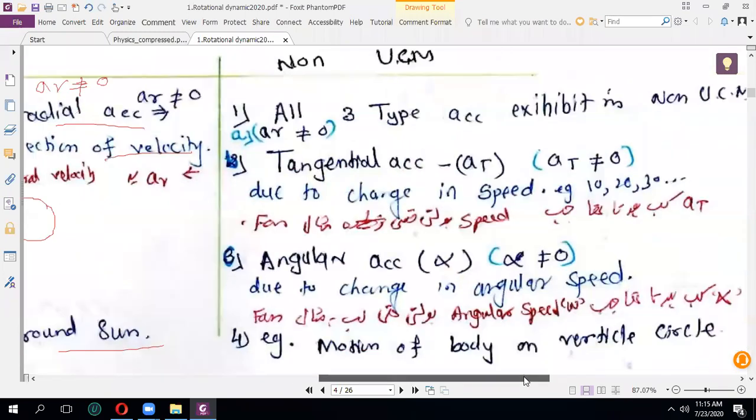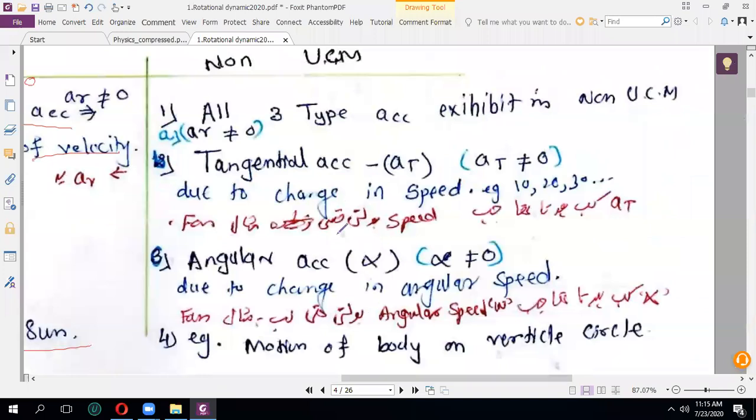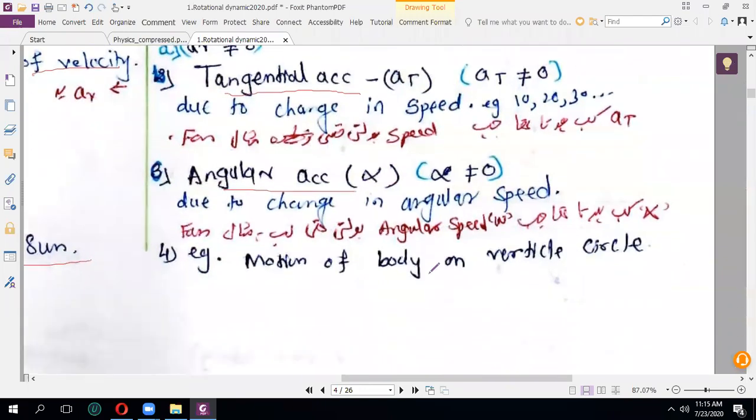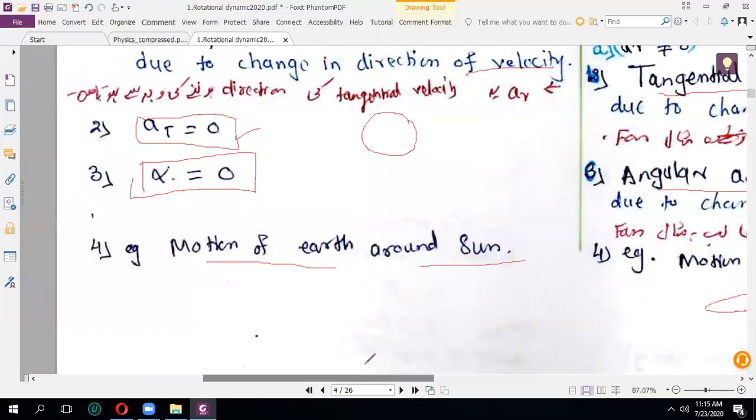Now, what is non-uniform circular motion? The opposite of UCM. In non-uniform circular motion, radial acceleration happens, tangential acceleration happens, and angular acceleration happens. This whole property is there in non-uniform circular motion. An example of non-uniform circular motion is the motion of a body on a vertical circle. Vertical circle means if the motion is horizontal then UCM will be performed. If the motion is vertical like this, for example, bike motion is one of the best examples of non-uniform circular motion. Okay.